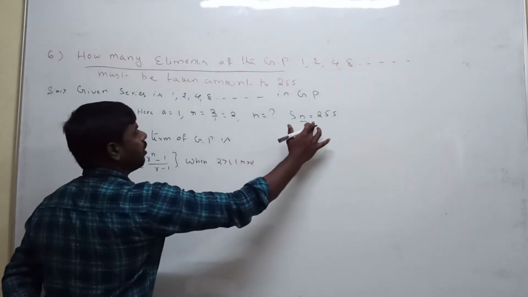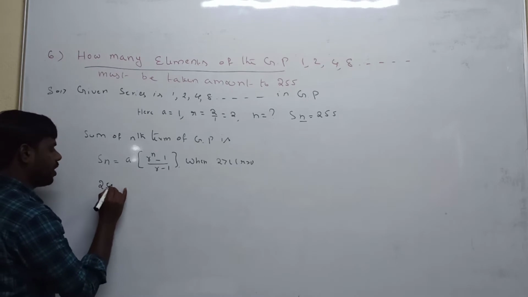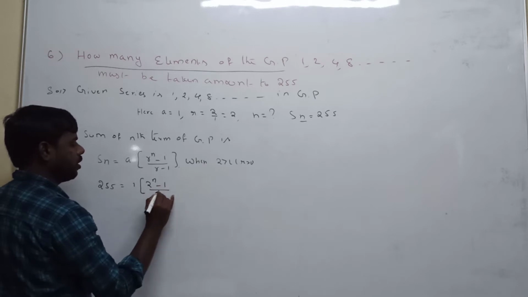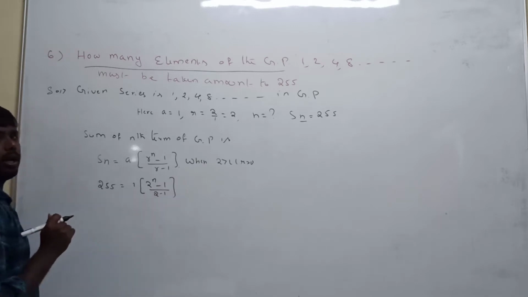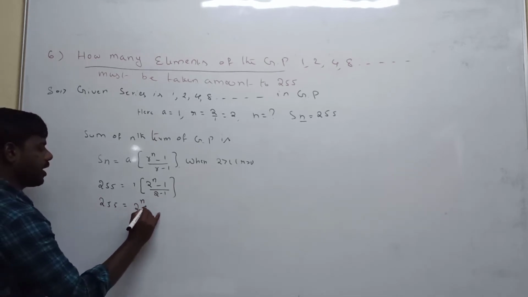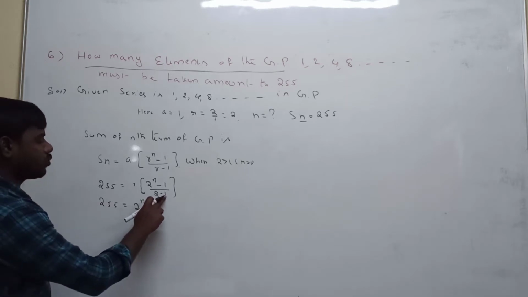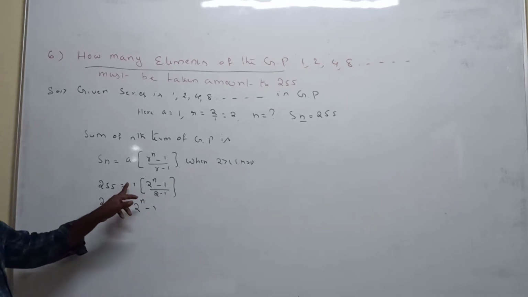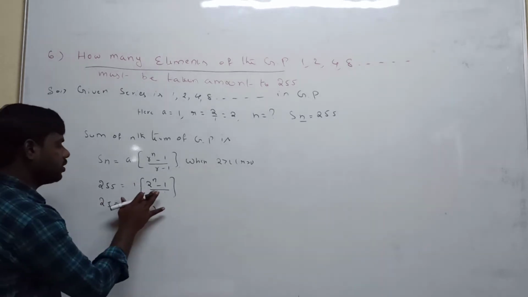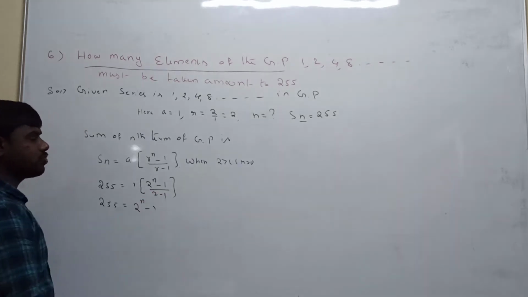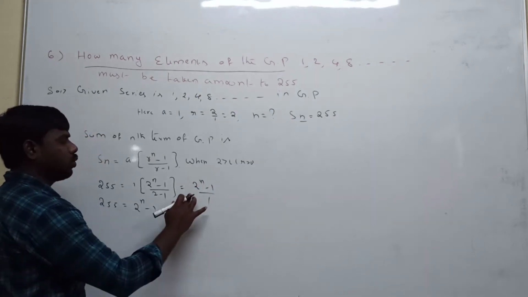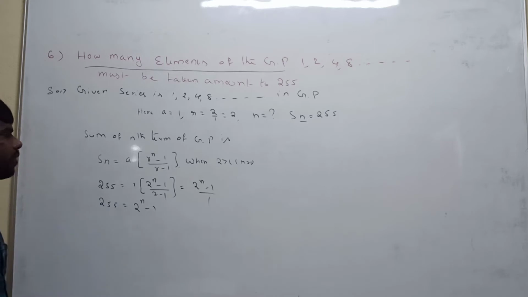The sum Sn is given as 255. So 255 is equal to 1 into 2 power of n minus 1 by 2 minus 1. Writing directly, 255 is equal to 2 power of n minus 1, because 2 minus 1 is 1. The 1 gets cancelled, so 1 into 2 power of n minus 1 is 2 power of n minus 1, divided by 1, which is 2 power of n minus 1.